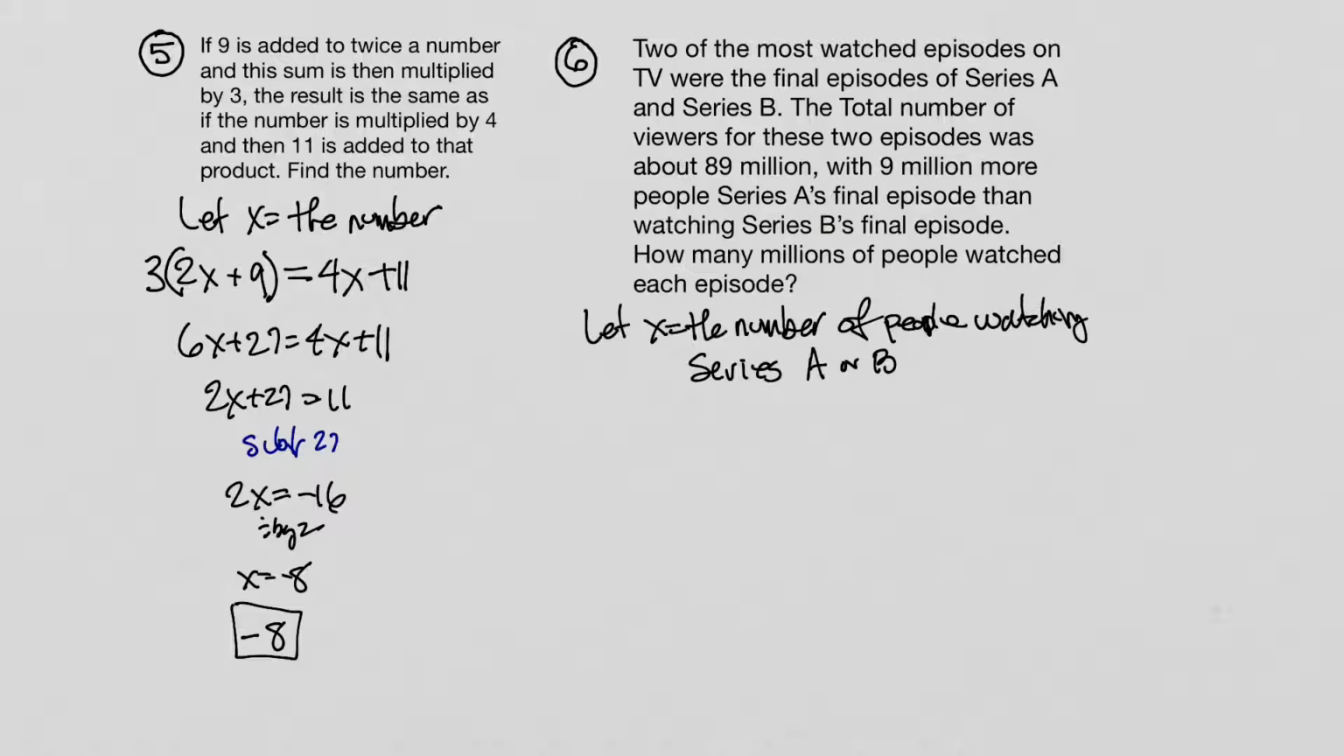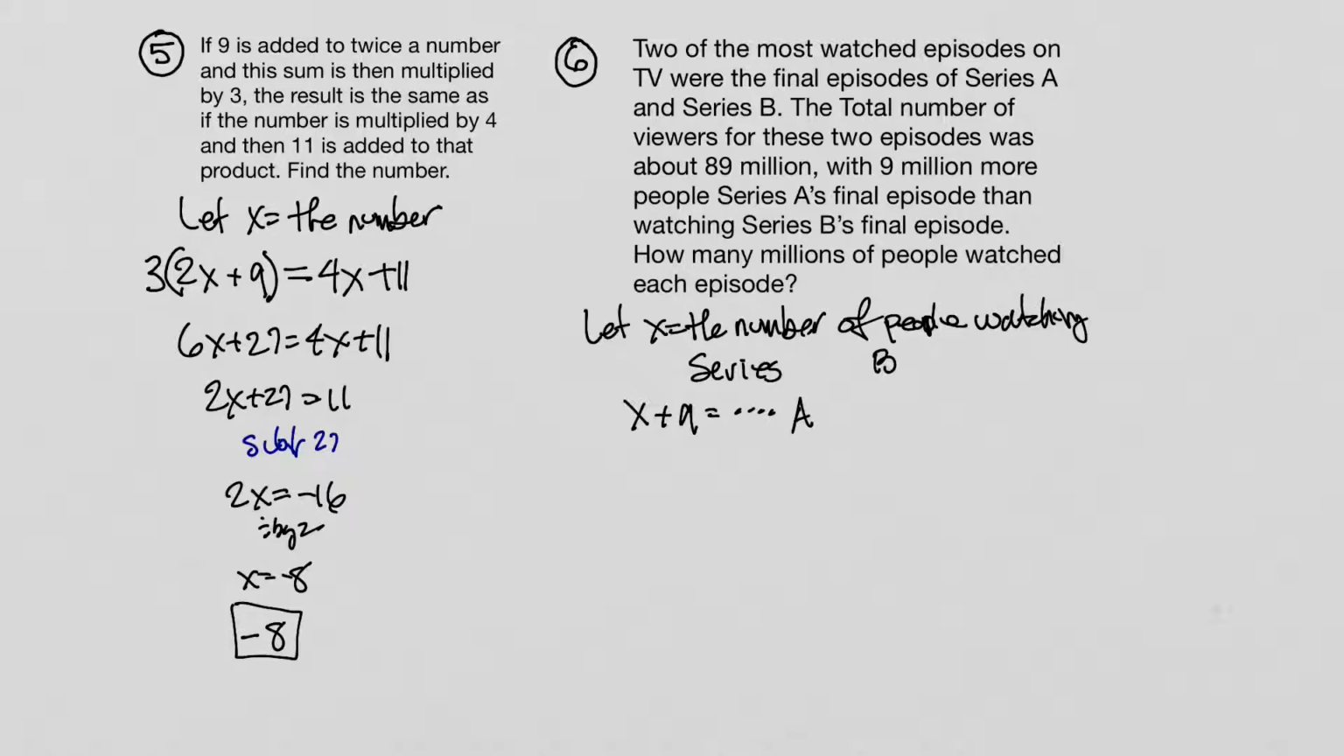So typically, as I see these, they work like this. Series A comes first, Series B comes second. So whatever comes second, that's probably what I'm going to let x equal. Not all the time, but more often than not. So if I do this, right, let's look at this. More people watched, 9 million more watched A than B. So if we let x be the number who watched Series B, then what we can get is x plus 9. This would equal the number of people who watched Series A.